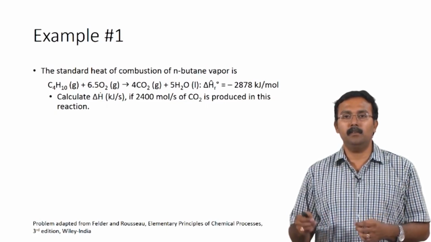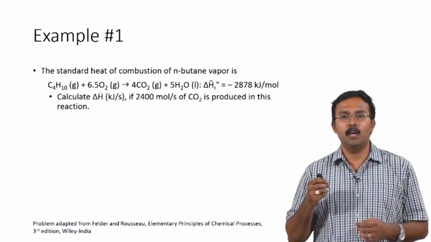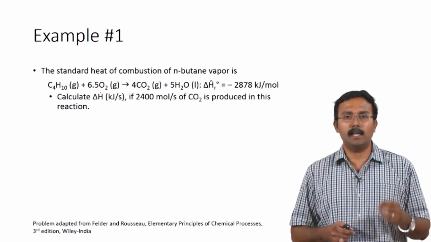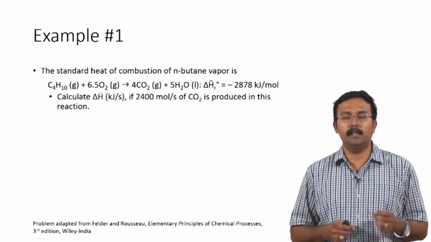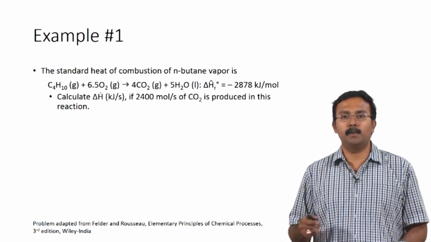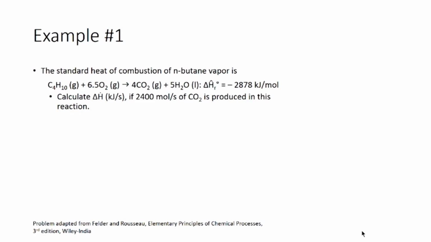So, the heat of reaction for this process is given as minus 2878 kilojoules per mole. You are asked to calculate delta H dot in terms of kilojoules per second if 2400 moles per second of carbon dioxide is produced in this reaction. So, what we have to find is delta H dot, given 2400 moles per second of carbon dioxide being produced.